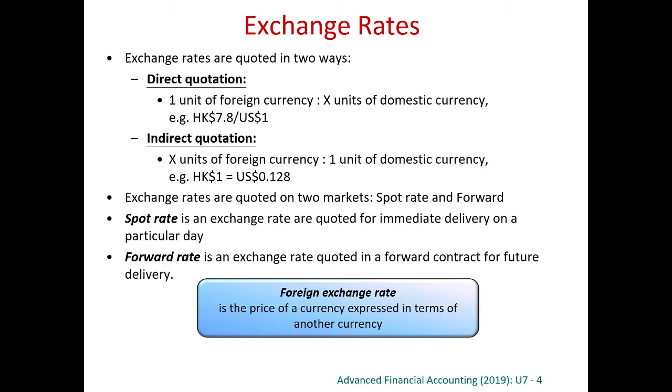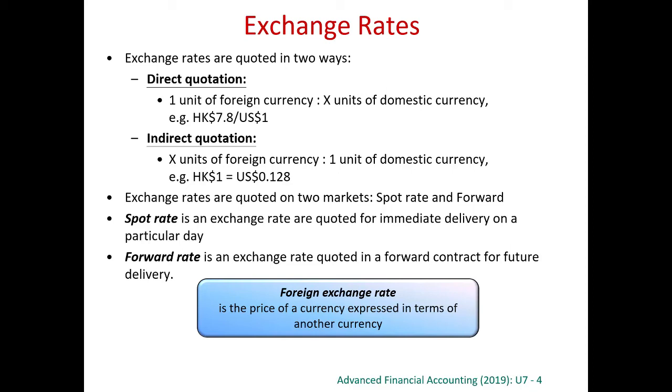Or the other way, we can quote in an indirect quotation, where we quote how many units of foreign currencies will be translated into 1 unit of domestic currency. For example, we may translate, say, 1 Hong Kong dollar equals to 0.128 US dollar. So how we quote will affect whether we have to multiply or divide the figures in order to have our translated figures. Also, exchange rates are quoted in two markets, the spot exchange rate and the forward markets.